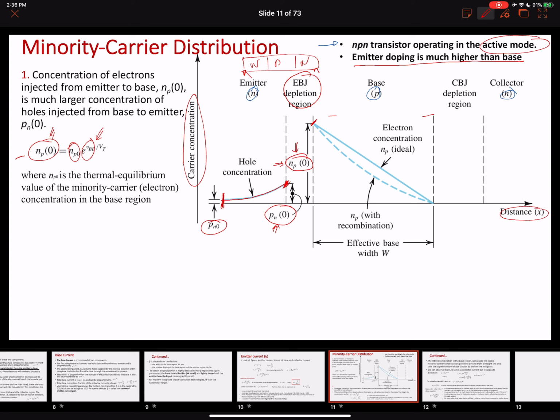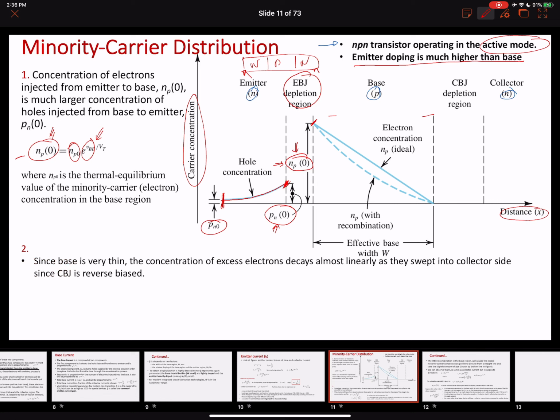The second important point we can see over here: once we have these injected electrons, which came from emitter to the base region, some of those electrons will be lost by combining with the holes in the base region in a recombination process and neutralizing them. So we are going to lose these electrons. Then the rest of these electrons will be swept across the collector to base junction into the collector terminal, because the collector to base junction is reverse biased.